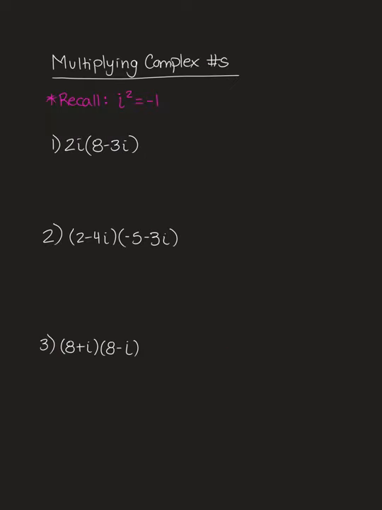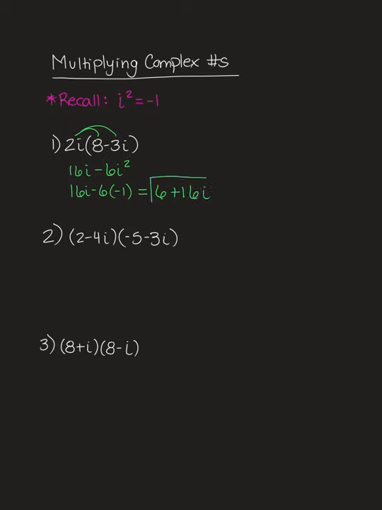So now let's talk about multiplying complex numbers. If you remember whenever we talked about the powers of i, that i squared is equal to negative 1. So that is going to be helpful whenever it comes to multiplying. So whenever we multiply, you either need to distribute or FOIL, whatever you're given. So in this first one here, let's just distribute. So 2i times 8 is 16i minus 6i squared. Well, the i squared actually turns into a negative 1. So negative 6 times negative 1 is a positive 6 plus 16i.